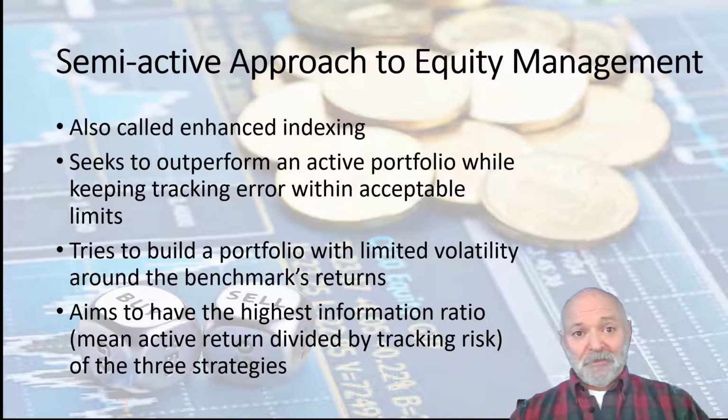It aims to produce something called a high information ratio. And the information ratio itself is described as the mean active return divided by the tracking risk.